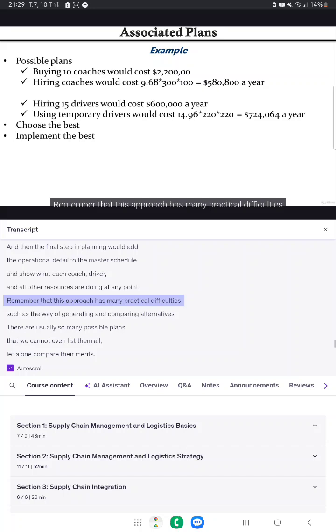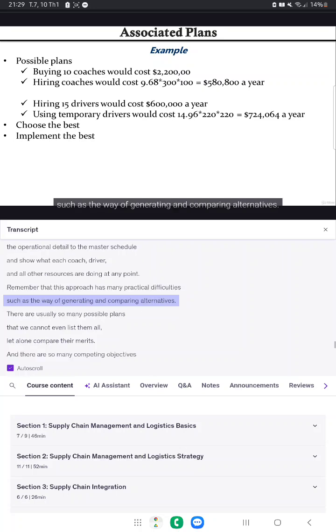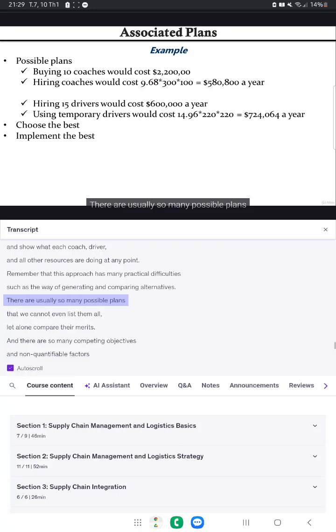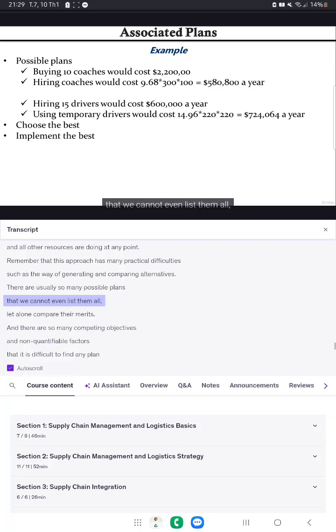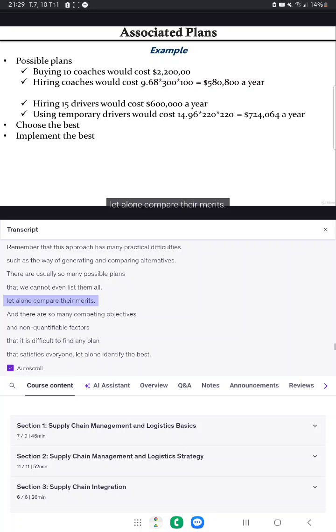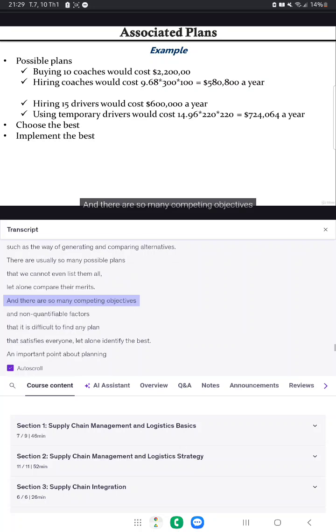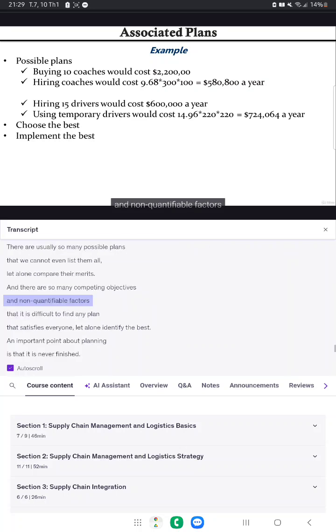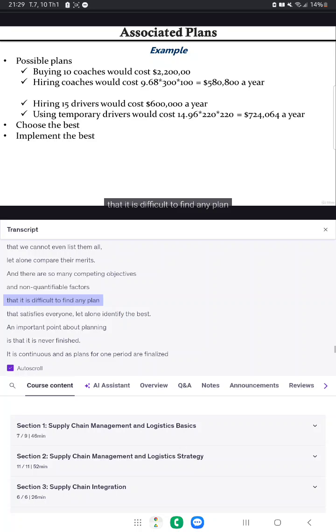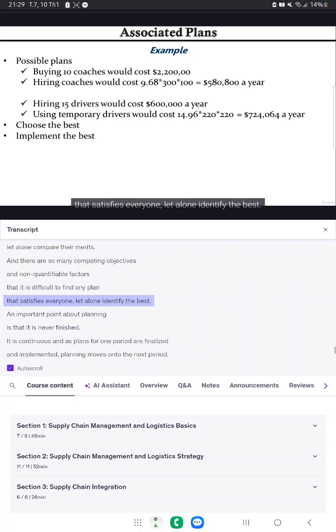Remember that this approach has many practical difficulties, such as the way of generating and comparing alternatives. There are usually so many possible plans that we cannot even list them all, let alone compare their merits. And there are so many competing objectives and non-quantifiable factors that it is difficult to find any plan that satisfies everyone, let alone identify the best.